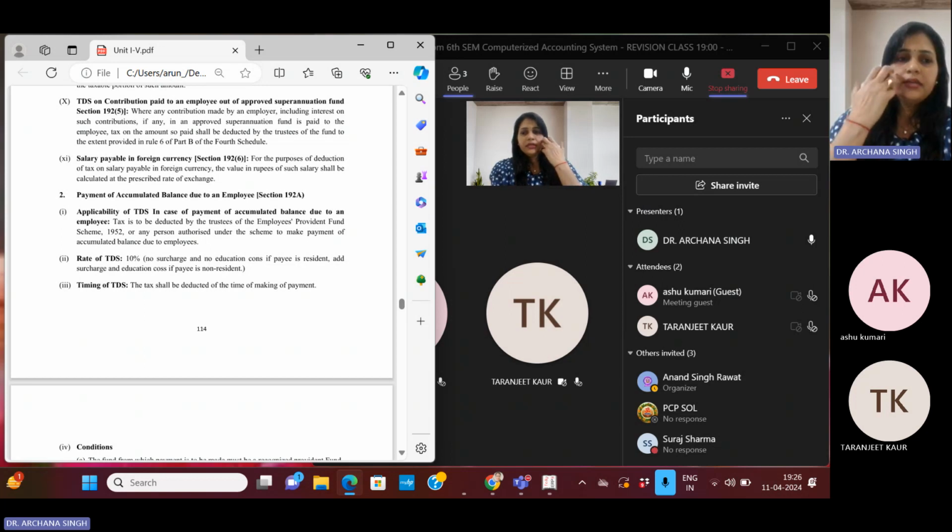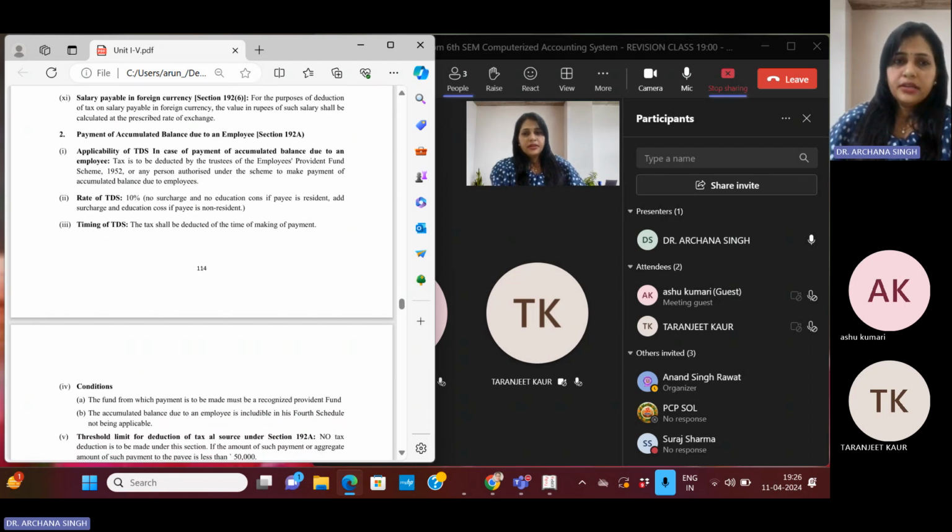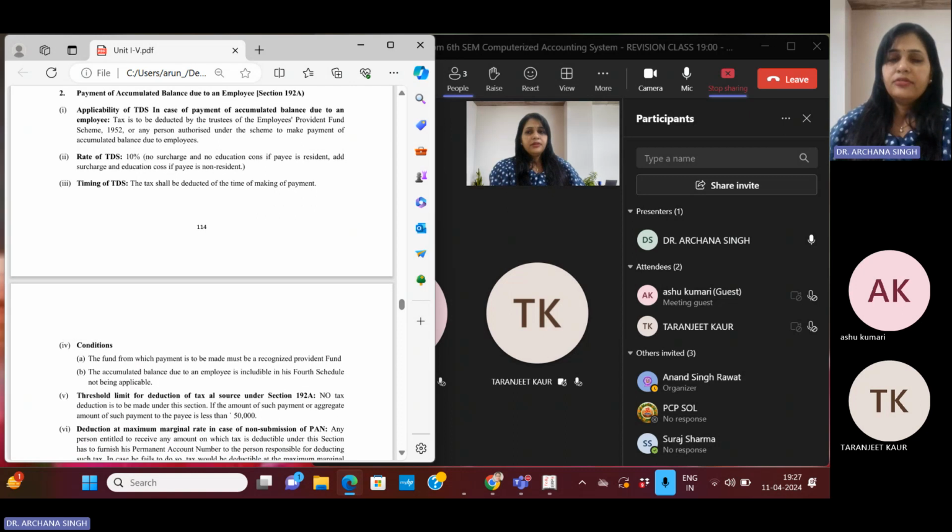Then salary payable in foreign currencies. If salary is payable in foreign currencies, then it comes under section 192 subsection 6. For the purpose of deduction of tax on salary payable in foreign currency, the value in rupees of such salary should be calculated at the prescribed rate of exchange. That is, whatever the rate of exchange is at that time, on that basis the salary value in rupees would be calculated.